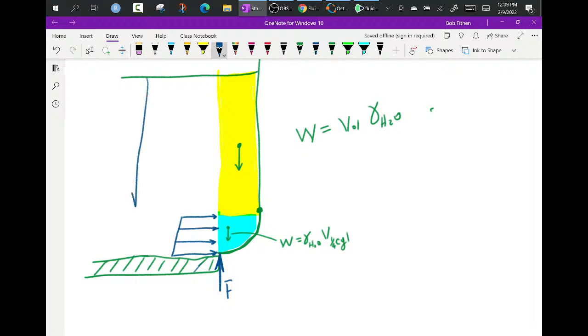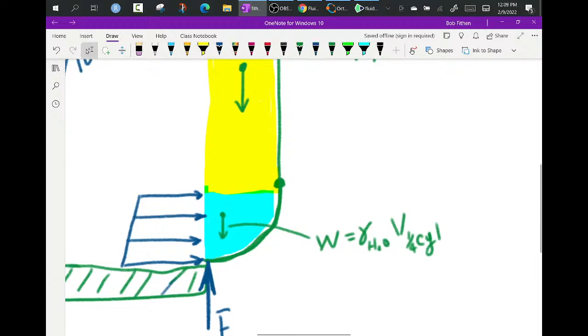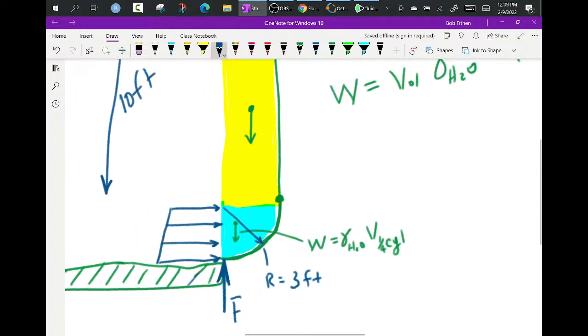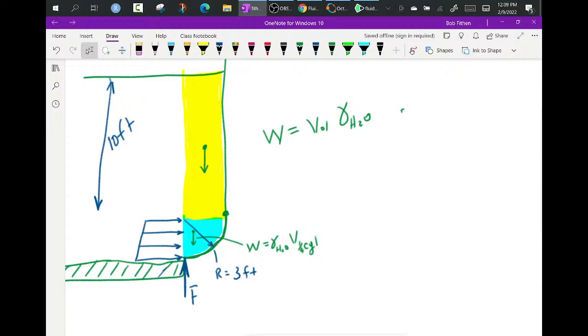Let's say this is maybe 10 foot deep. And so maybe this is a radius of maybe 3 foot. And now what is the force if you've got that? And you have water, of course. So what do you have here? Well, I got two sets of forces. There's two ways I can do this.